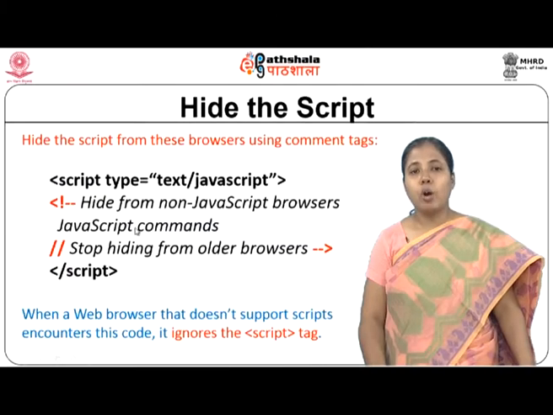Now, some of the browsers may not understand the script code. In those cases, in order to make the browser ignore the script code, we can make use of comment tags. When you see a script code, you can see these symbols coming along with it. This is to hide the script code from the non-supporting browsers. So, you can use a comment tag and end with a comment tag.